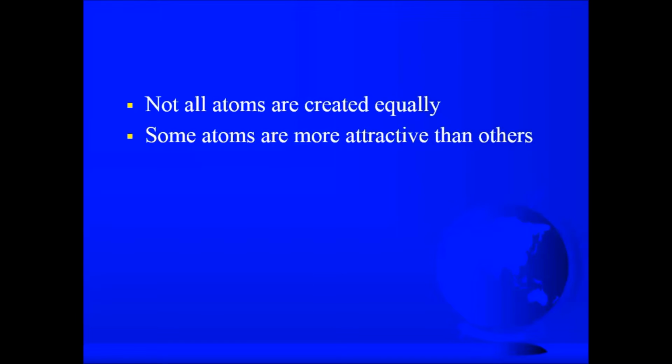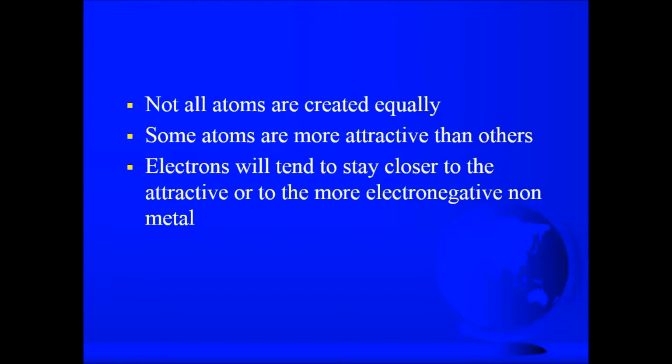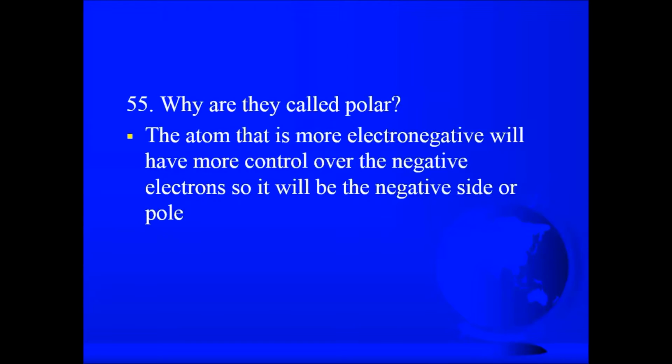Remember, not all atoms are created equal, just like not all girls are equal, they're all beautiful. Not all of you guys are equally beautiful, right? Some girls are better looking than others. So electrons, being the dog that he is, tend to stay closer to the better looking girls. Okay? So, because electrons are negative, that side of the molecule tends to be negative, while the other side tends to be more positive. That's why you have a negative side and a positive side.